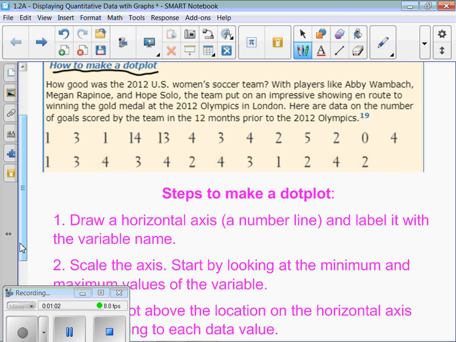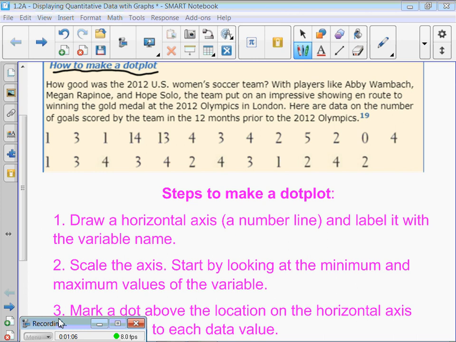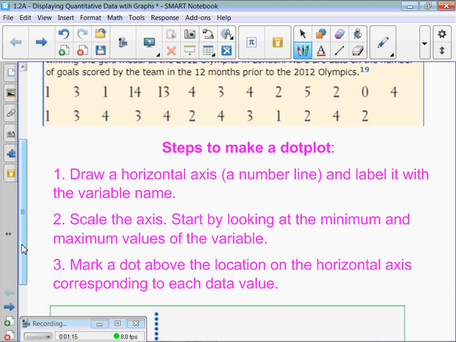So when you make a dot plot, you are going to draw a horizontal axis, as in a number line, and you're going to label it with the variable name. So always title your dot plot underneath. And then you're going to scale the axis. So you kind of want to look at the minimum and the maximum when you scale it. And then you put a dot above the location on the horizontal axis corresponding to each value.